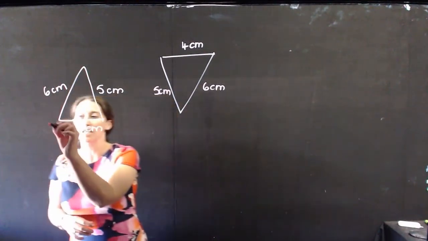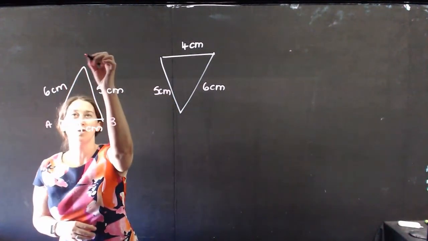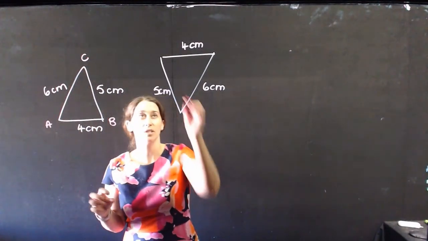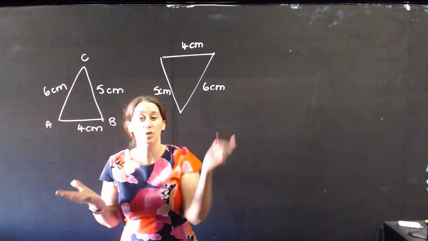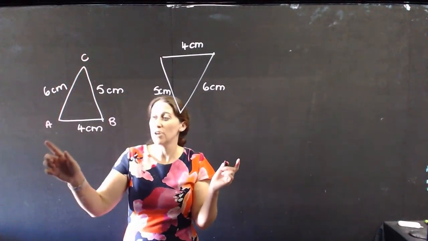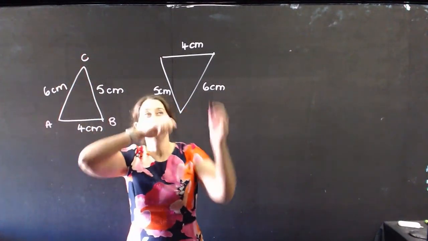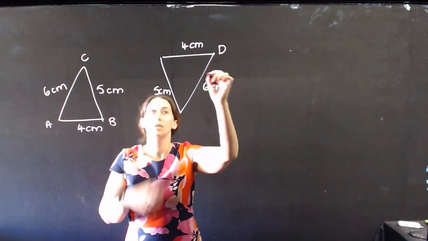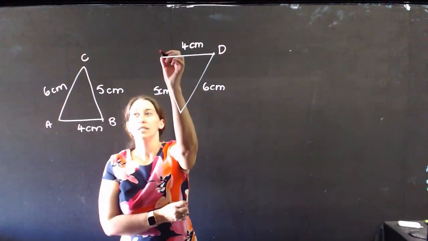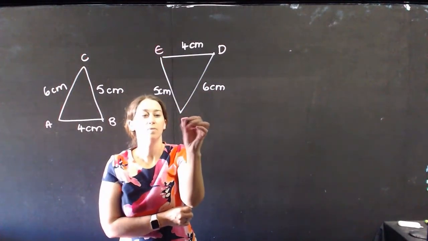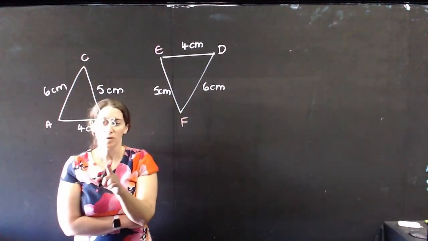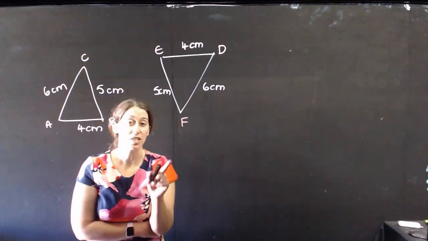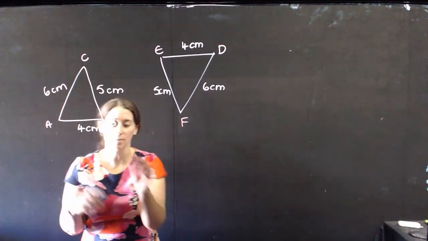Now, usually when we talk about congruence, we need to come up with a way of making a congruence statement. So I'm just going to label these triangles with some capital letters. So A, B, C, and then I'm going to go D, E, F. Now, you'll notice I took a little bit of time to think about the order there, and order is very important to how you label and make a congruence statement.